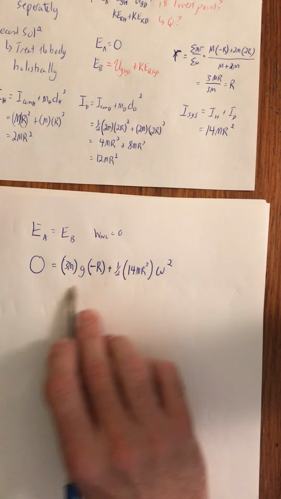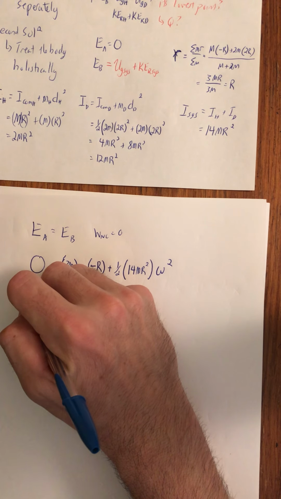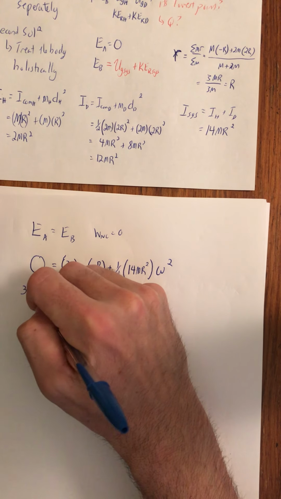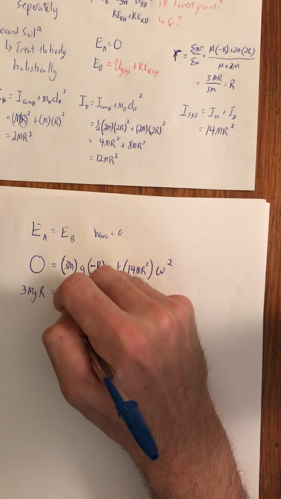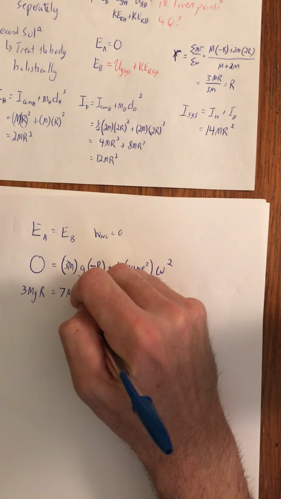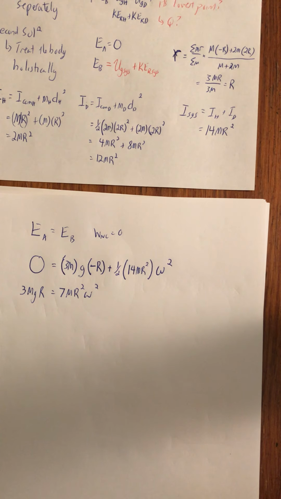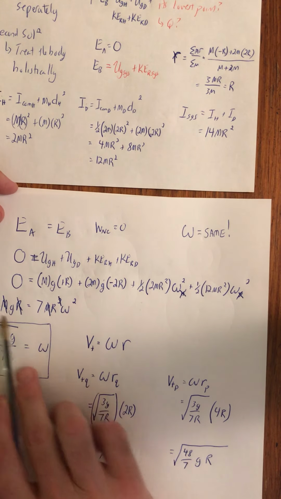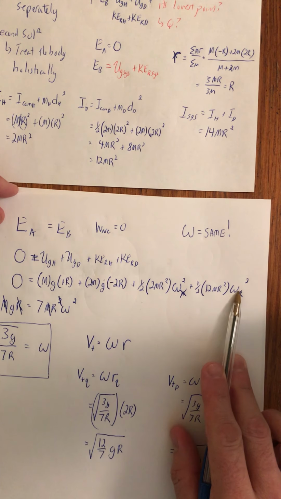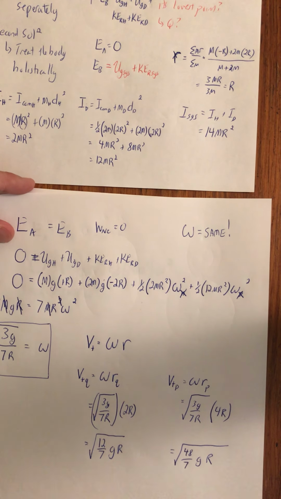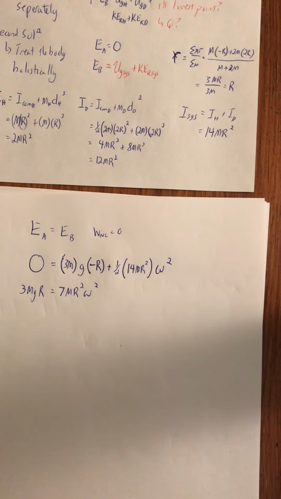So let's move that over to the other side, and I've got 3mgr is equal to 7mr squared omega squared. Now, you may stop and say that's very familiar, and you'd be right, because that's exactly what we got right here after doing all of that work. Right? So the question is just kind of how you want to conceptualize it. So from here, the solution is identical to what happened before, but still, there you go.